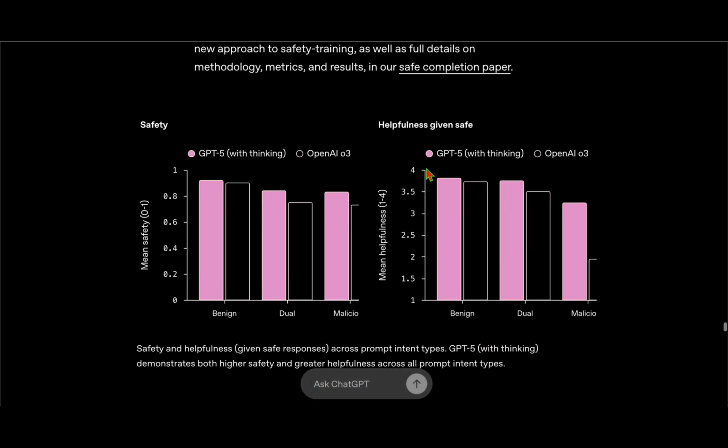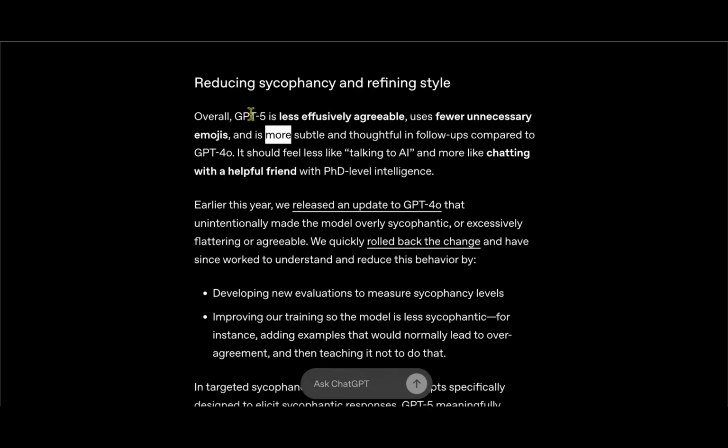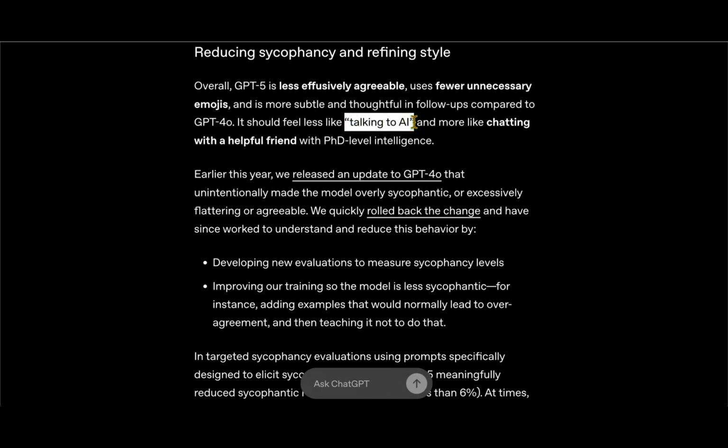And here is a quick summary of the performance comparing GPT-5 with OpenAI o3, both with thinking, and helpfulness given safe. In all three cases, GPT-5 is better than o3. GPT-5 seems to be less effusively agreeable, uses fewer unnecessary emojis, and is more subtle and thoughtful in following up compared to GPT-4o. And they're saying that's because it shouldn't feel like talking to AI. It should feel like chatting to a helpful friend with PhD-level intelligence.